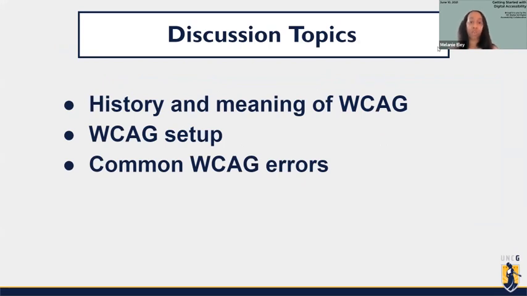So before we get started, just want to go over a few of the topics that we'll discuss today. First, we'll take a look at just a brief history and the meaning of WCAG. We'll also go over the setup of WCAG and kind of look at the different layers that are involved with WCAG, including the 4 principles of accessibility, and also how to decode the numbering system that WCAG uses. And we'll also take a look at some of the more common WCAG errors that tend to occur on web pages and websites, and how they affect certain users with disabilities.